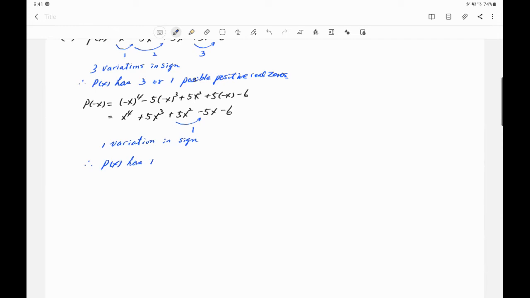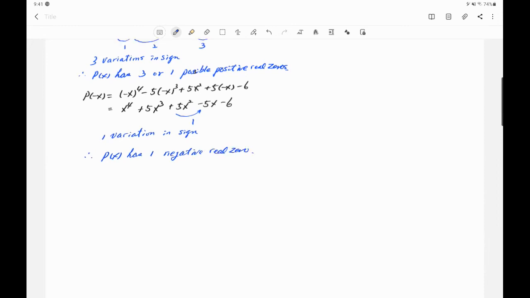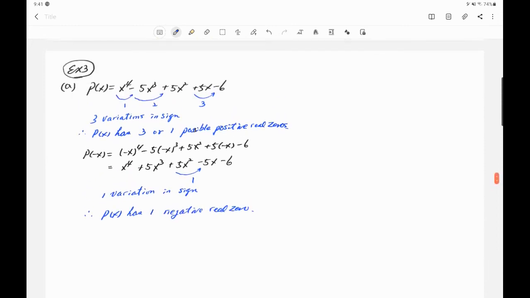One negative real zero. All right, then let's try letter B. So we will do the same thing. Let me write it here. So that is P of x equals 2x to the 5th power plus 3x cubed plus 5x squared plus 8x plus 7.